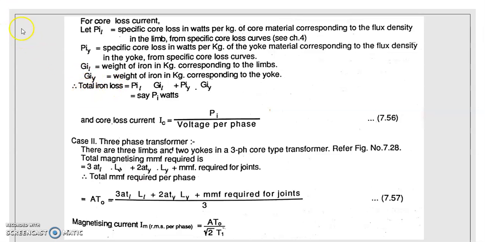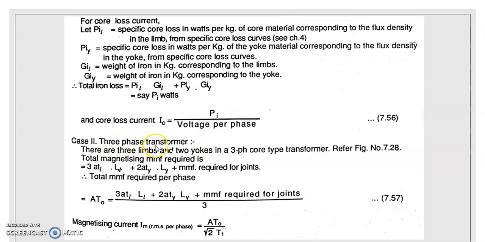Total weight we can calculate, and total iron loss we can calculate. This PIL is the specific core loss of limb for 1 kg, and GIL is the weight of the iron in kg for the limb. So for the limb we calculate PIL into GIL, and similarly for yoke PIY into GIY. So total iron loss PI is PIL into GIL plus PIY into GIY. So core loss current IC is equal to PI upon voltage per phase.